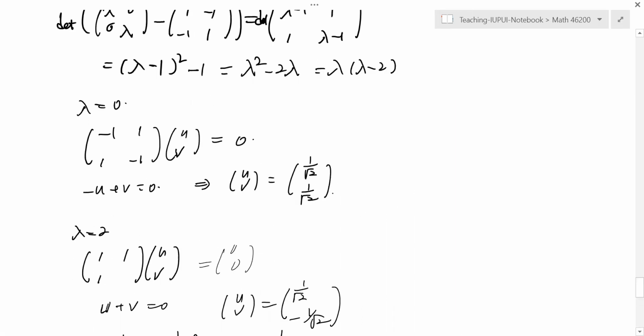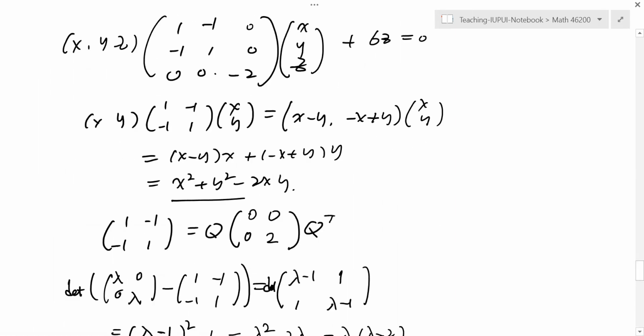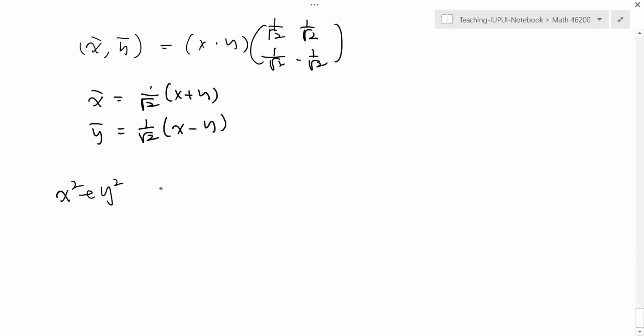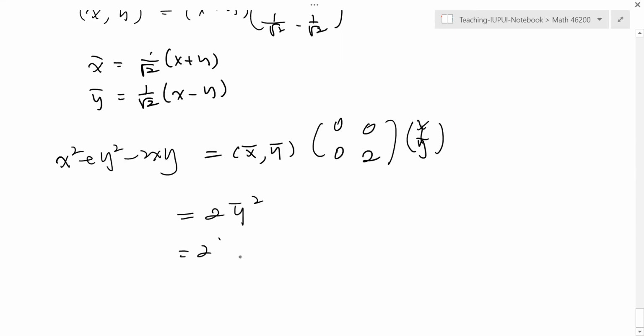Using this equation, my problem here is this part, x squared plus y squared plus z squared. That's a standard form, okay? So x squared plus y squared minus 2xy, right? And that's going to be x bar, y bar, 0, 0, 0, 2, right? X bar, y bar. So that is going to be just 2y bar squared. And that is true, right? So 2y bar squared, as you can see. And that is just x minus y squared. It's the same. You can get this quicker, but that's computation.